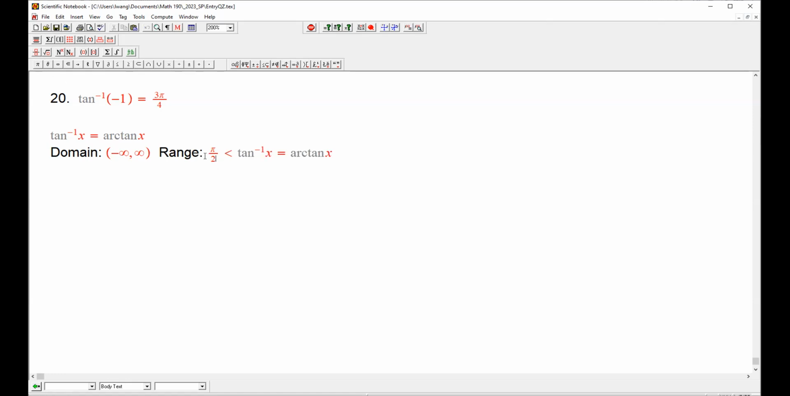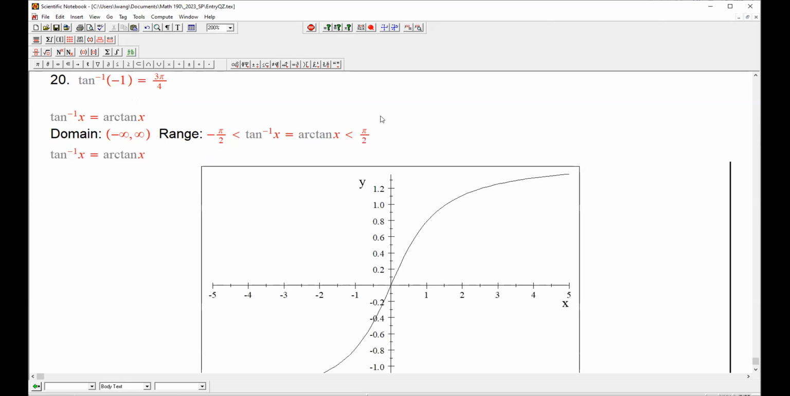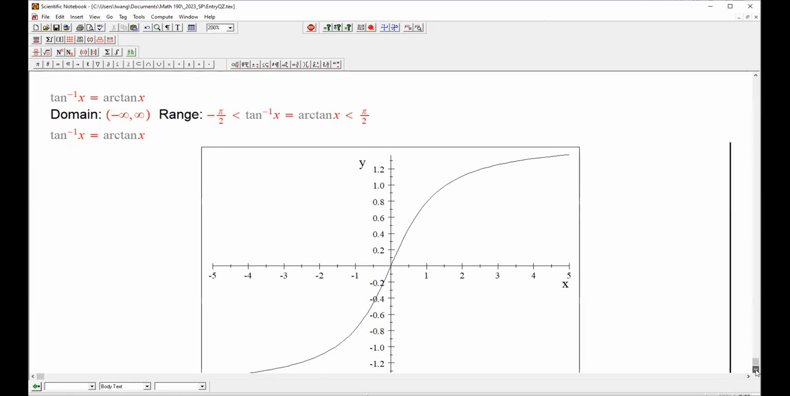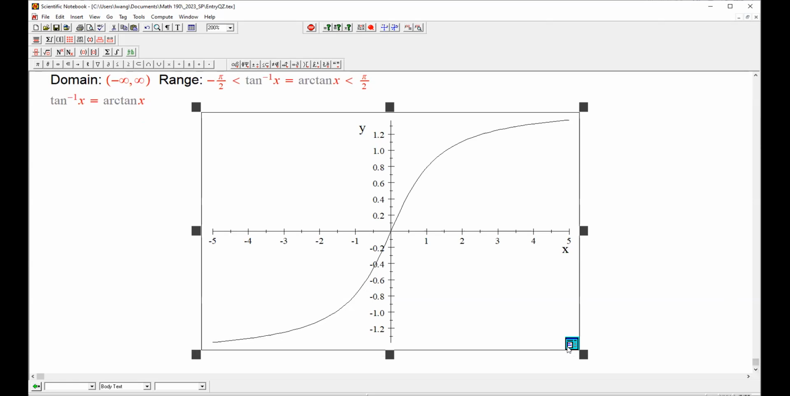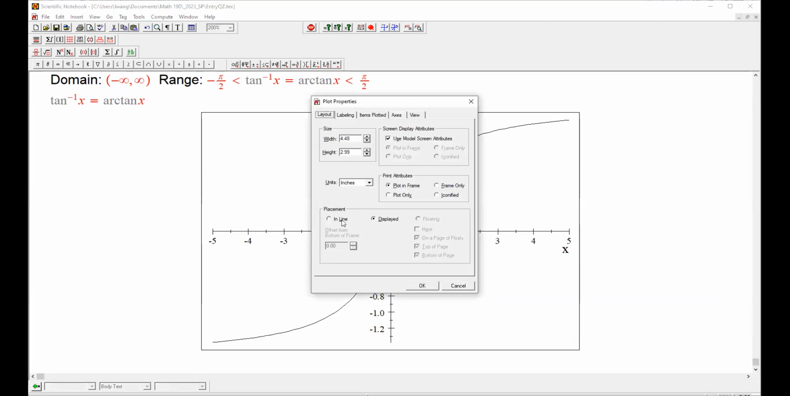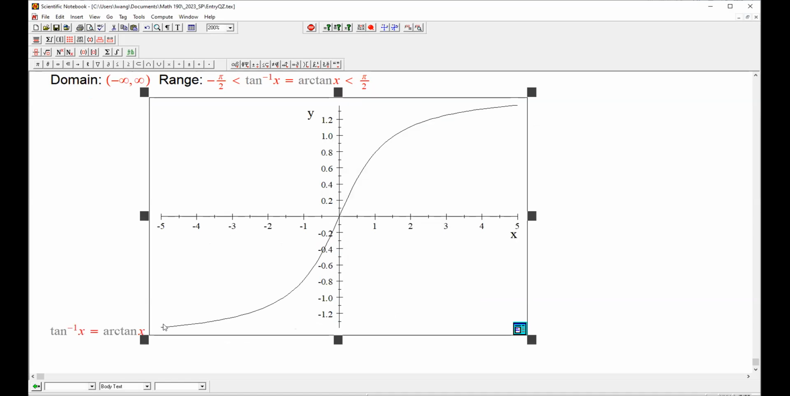Negative pi over 2 to positive pi over 2. And you're going to use this function in calculus classes. Okay, so this is the arctangent curve.